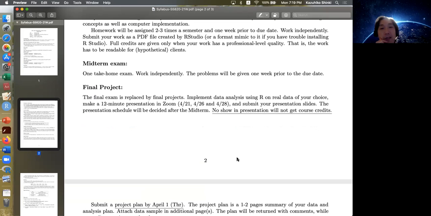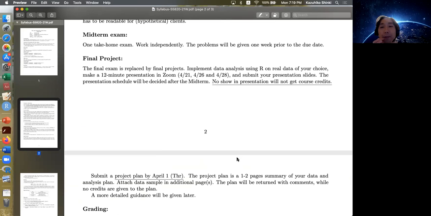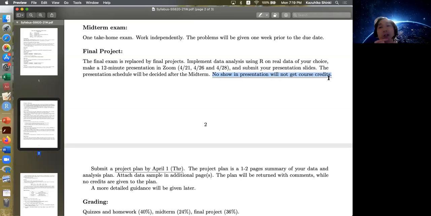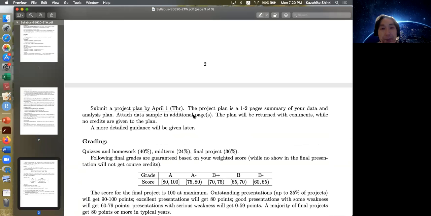The schedule will be determined after the midterm because some students may drop the class. That's why I always set the presentation schedule after the midterm. No show in the presentation means no course credit. Usually this is rare, but in the online environment, since last spring semester, some students didn't submit the final projects and they didn't get the credits. So be careful to make your presentation on time. You don't have to be perfect, but you have to be present at the scheduled presentation time.